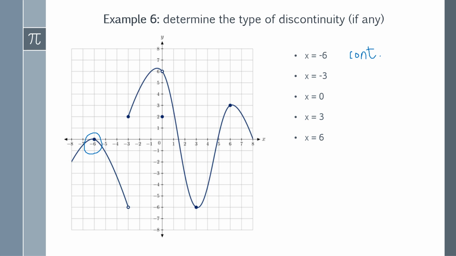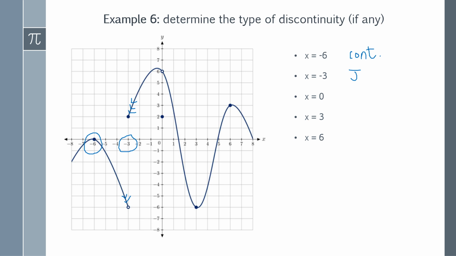All right, next point. What is it? -3. Okay, the function is defined, right? So the first condition is satisfied. What about the limits? Well, the limits are different. The left limit is -6. The right limit is +2. Okay, so this is where we have jump discontinuity. And of course the jump refers to that gap between the two branches.